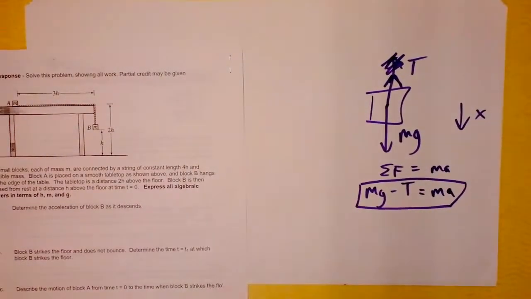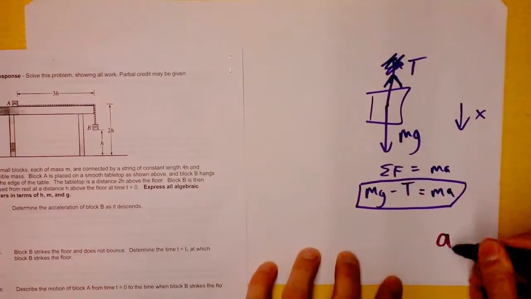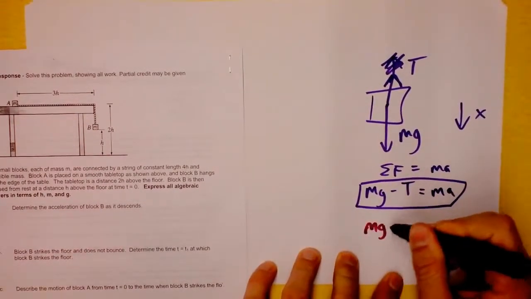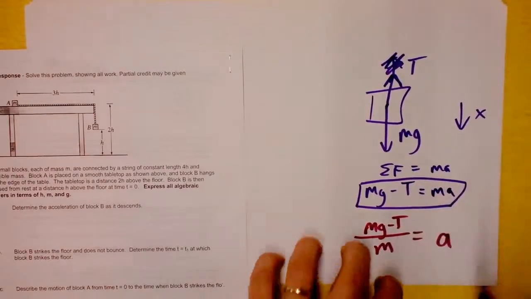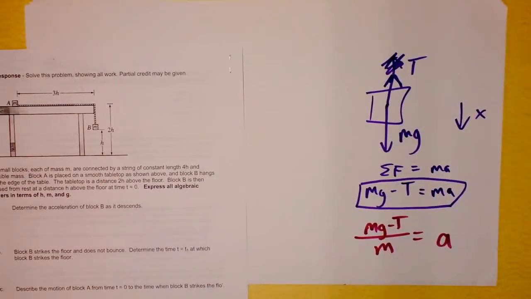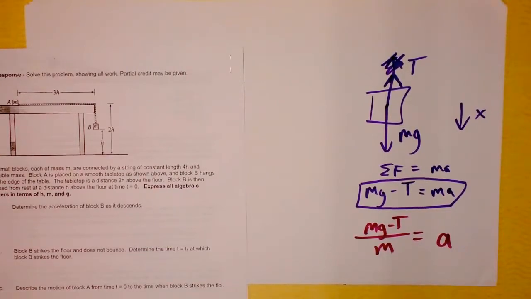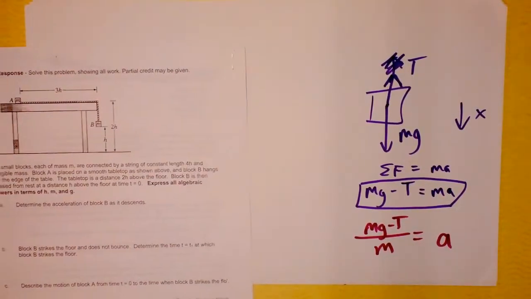We finished? Why is that wrong? Oh. So actually, what's funny is Kurt says, hey, I wrote exactly what you just said. A equals mg minus T divided by m, and I didn't get full credit for it. Isn't that what Kurt just said? Yeah. Did you guys hear Kurt say that? Yeah. Kurt actually said that.